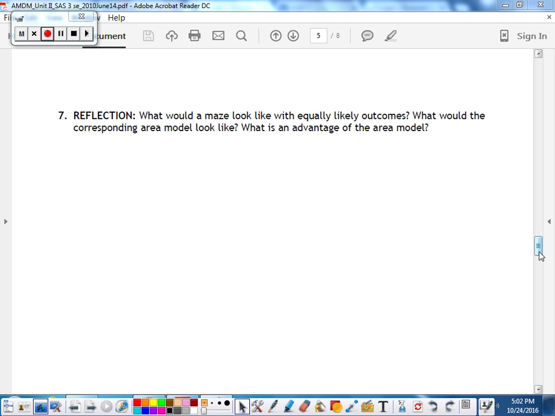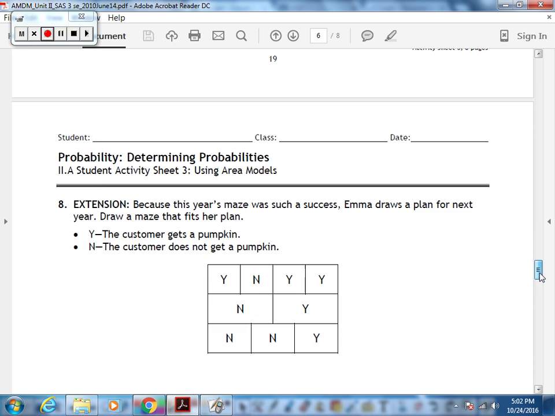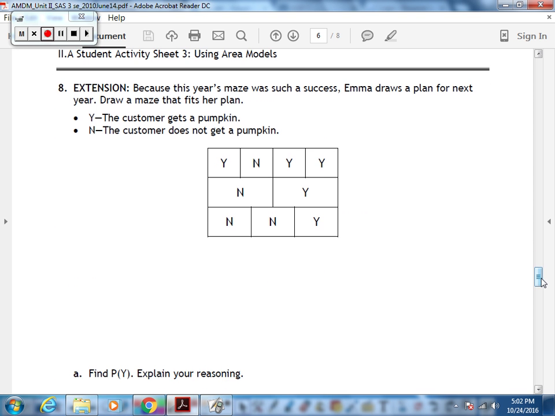Let me go on to number 8. I'm going to try to get it all in one video. Hopefully it lets me do it. It says, because this year's maze was such a success, Emma draws a plan for the next year. Draw a maze that fits her plan.